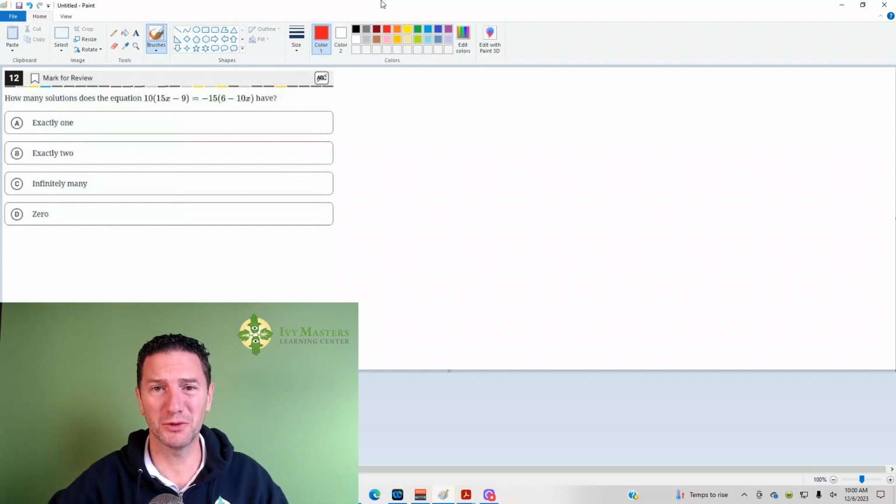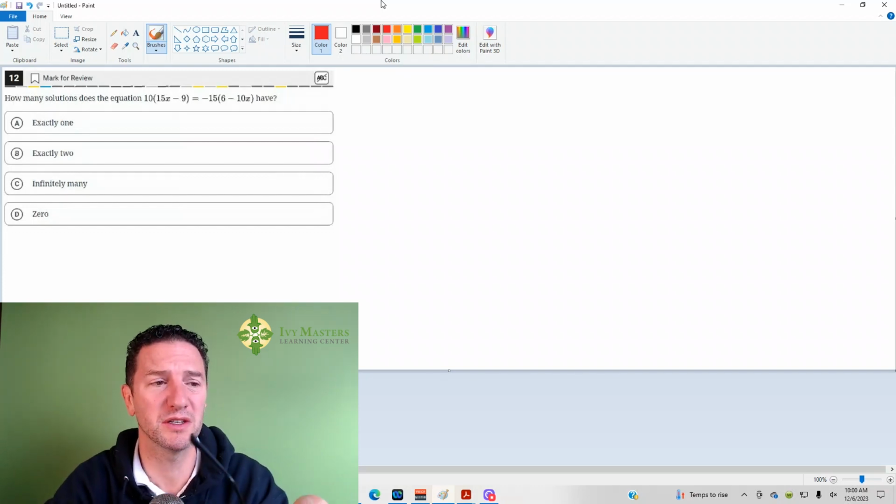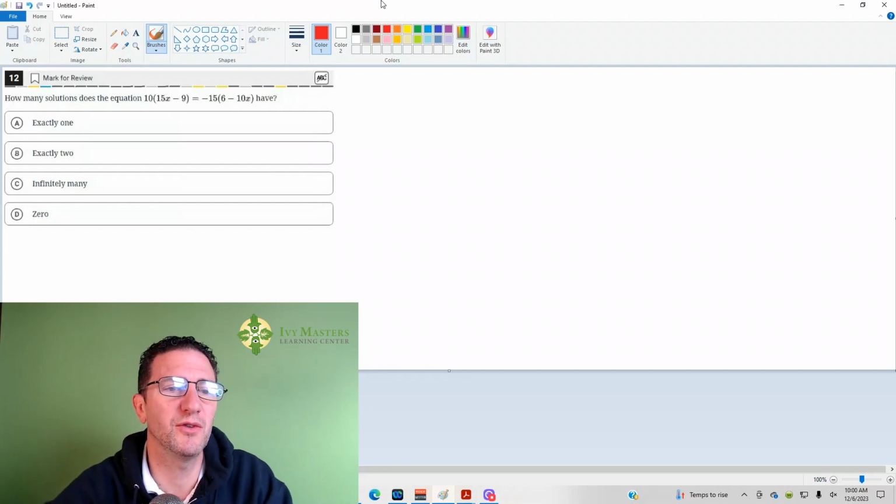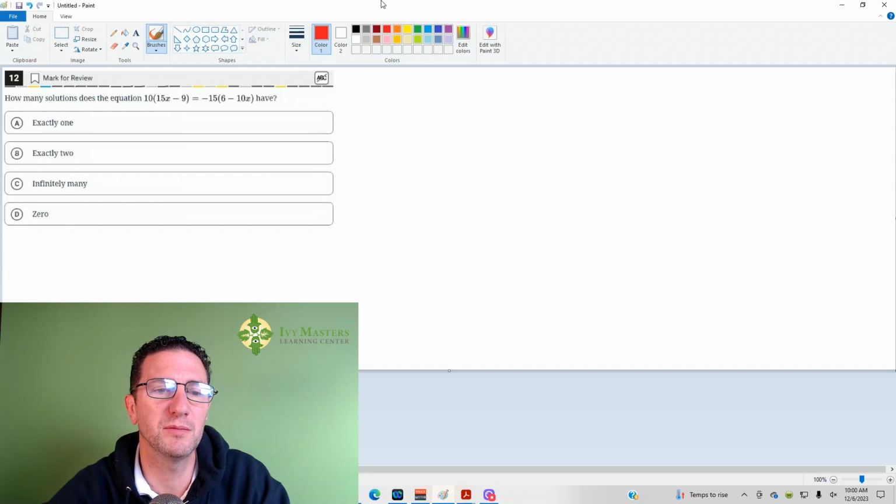Today we're going to look at the 12th question from the Digital SAT Test 1 Module 2. It's from the Bluebook app, the harder set of math questions. Number 12 reads, how many solutions does the equation 10 times quantity 15x minus 9 equal negative 15 times quantity 6 minus 10x have? Now, if you've got a good eye, you could answer this immediately.